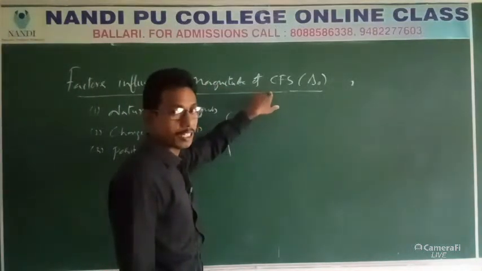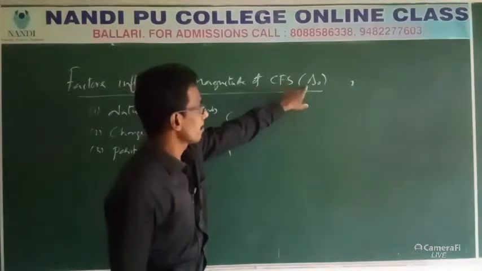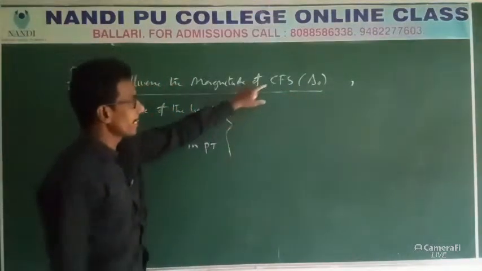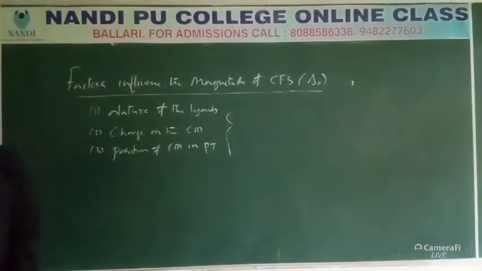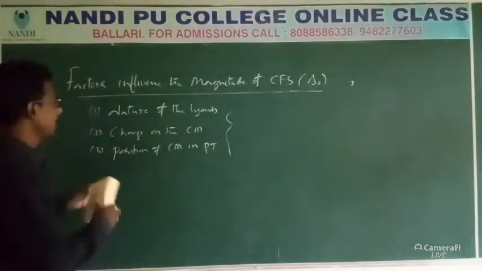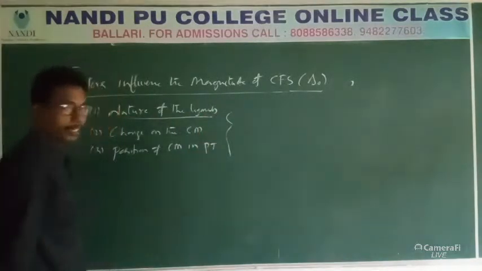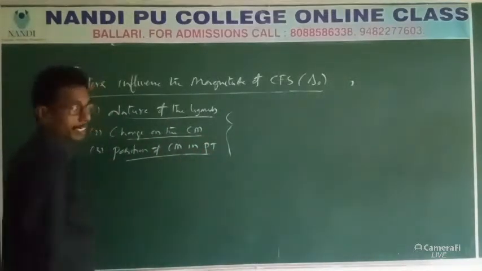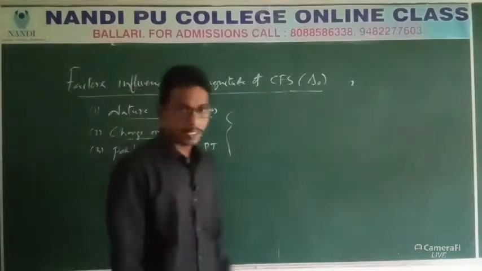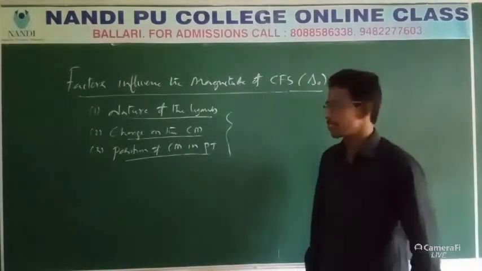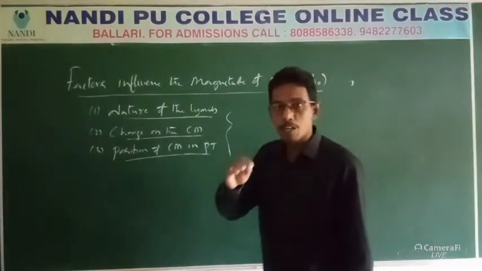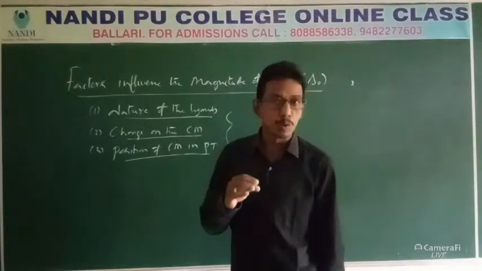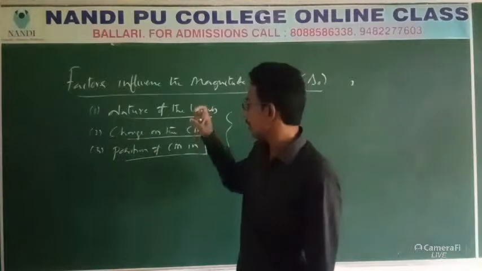What is CFS, children? Crystal field splitting, or this is nothing but delta O. The symbol is delta O. This splitting depends on three factors: the nature of the ligands in the complex, charge on the central metal, and position of the metal in the periodic table. Generally, weak field ligands cause small splitting, whereas strong field ligands cause more splitting. So the splitting depends on the nature of the ligand.